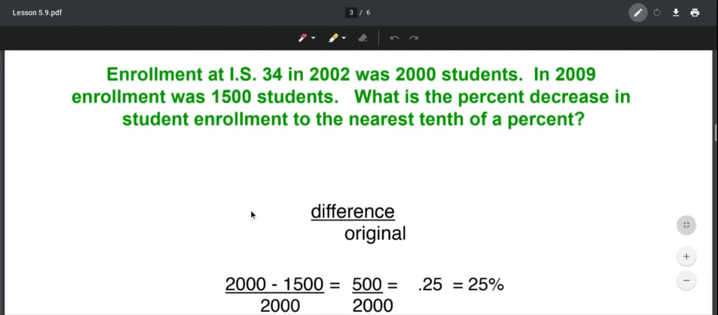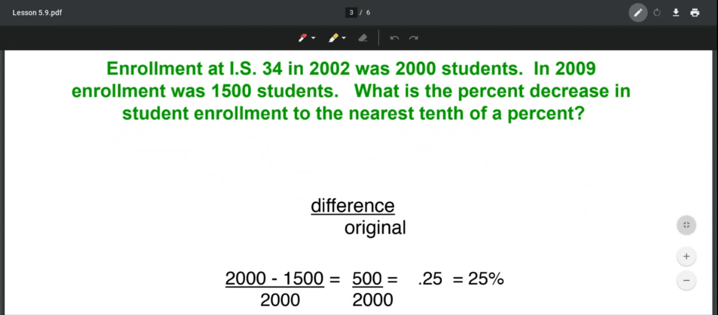In order to find the percent of change, we would take the difference between the two numbers, 2,000 minus 1,500, and then divide it by the original number. So the original amount was 2,000 before the decrease. So we would divide by 2,000. Well, 2,000 minus 1,500 is 500. And when we divide 500 by 2,000, we would get an answer of 0.25. 0.25 as a percent is 25%.